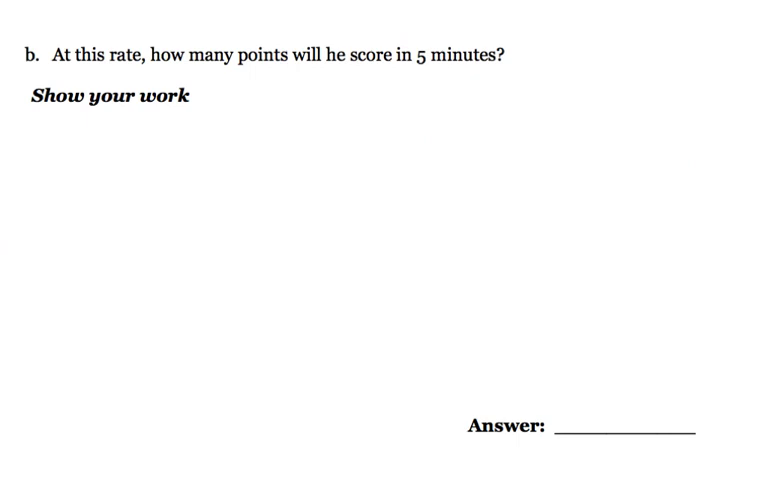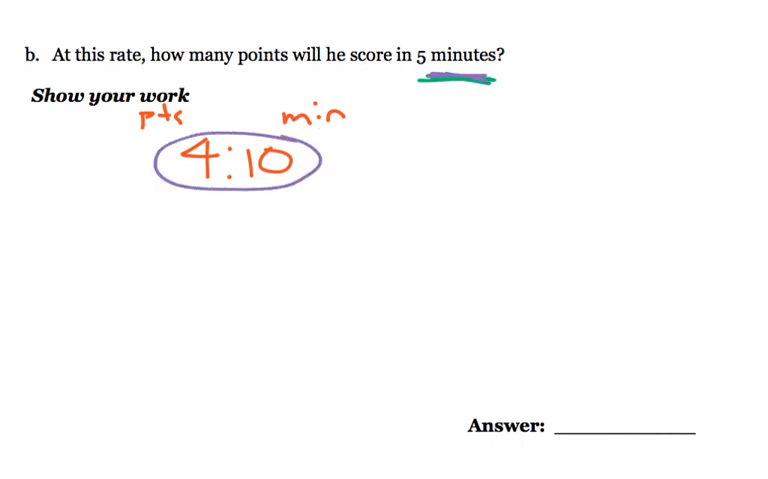At this rate, how many points will he score in 5 minutes? All right, so if our starting ratio is 4 points for every 10 minutes, and then it's asking us about 5 minutes, we have to take this rate and break it up into a smaller but equivalent rate or ratio. And I see that to get from 10 minutes to 5 minutes, I could take this initial ratio and divide it in half, which would give us 2 points in 5 minutes. So that would be our answer.